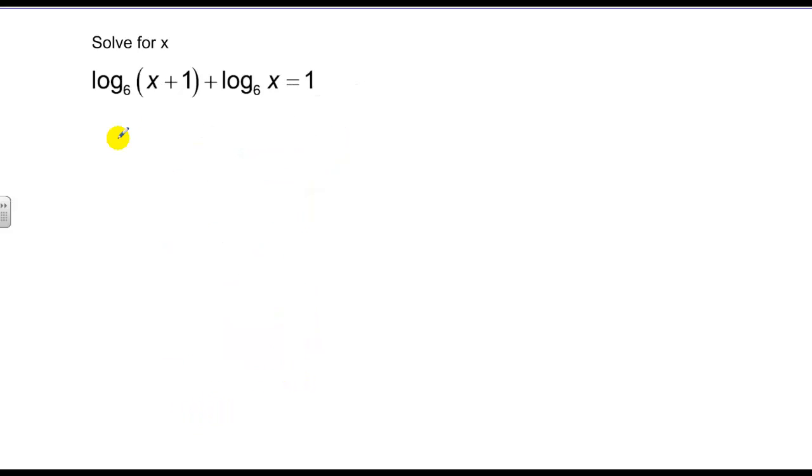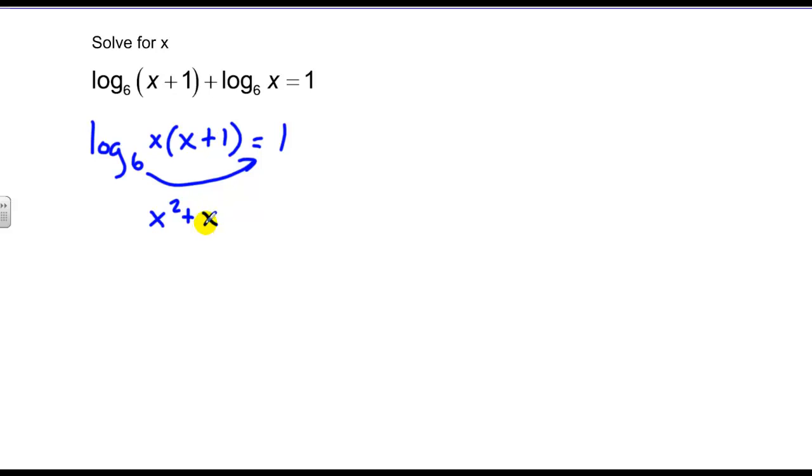In this next problem, you'll see we've got an addition again, which combines to a singular logarithm by multiplication. So I have log base 6 of x times the quantity of x plus 1 is equal to 1. Once again, I'll slide the base, getting x squared plus x is equal to 6.